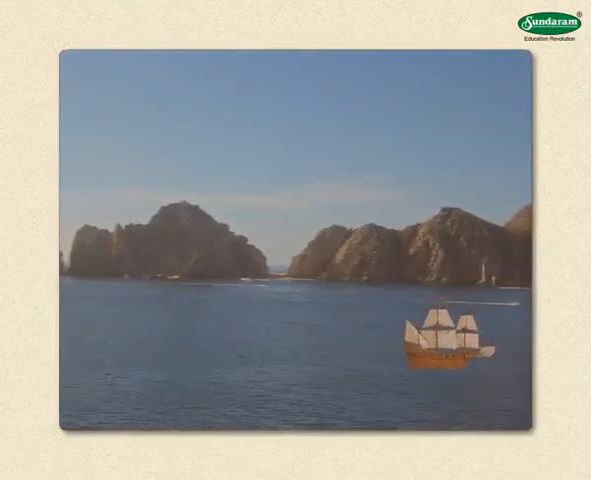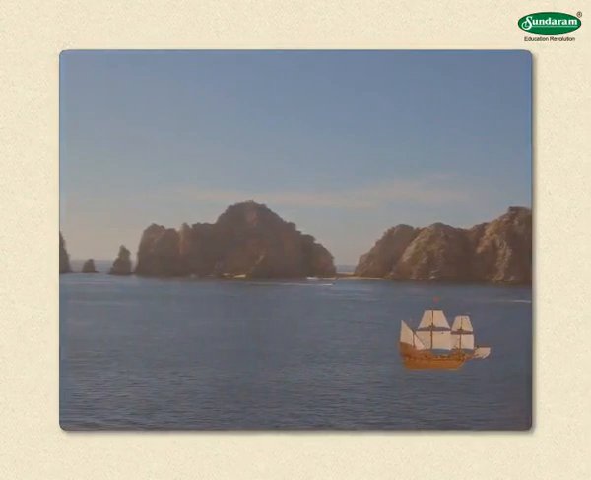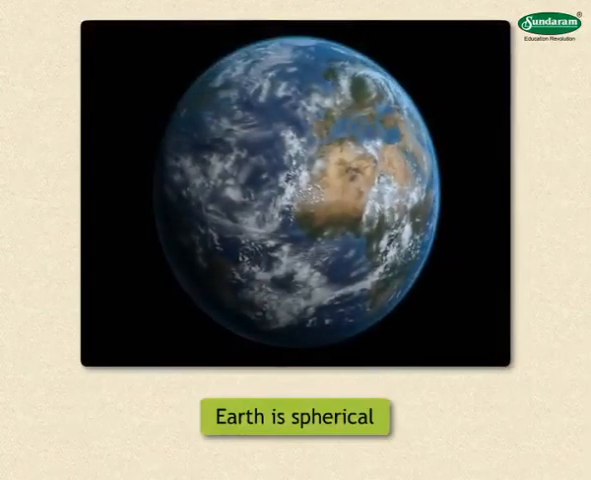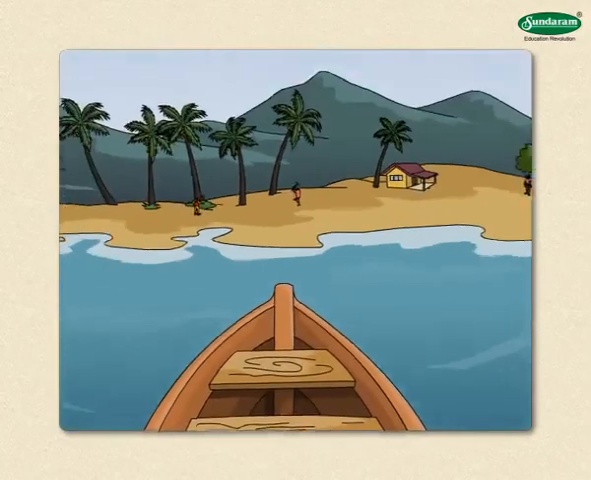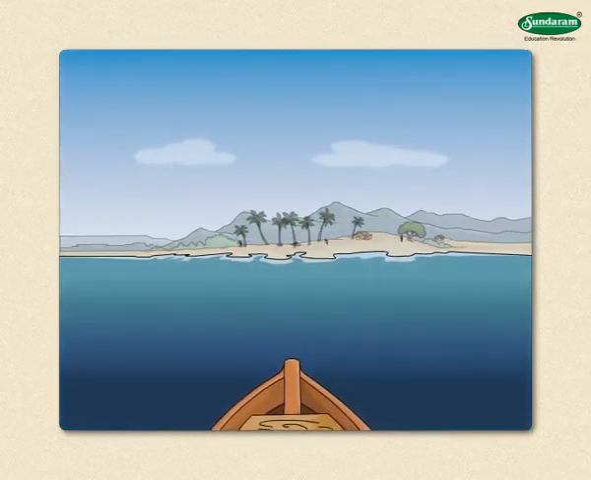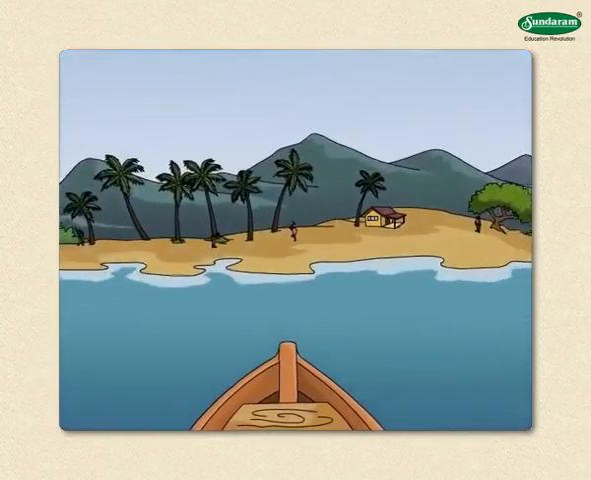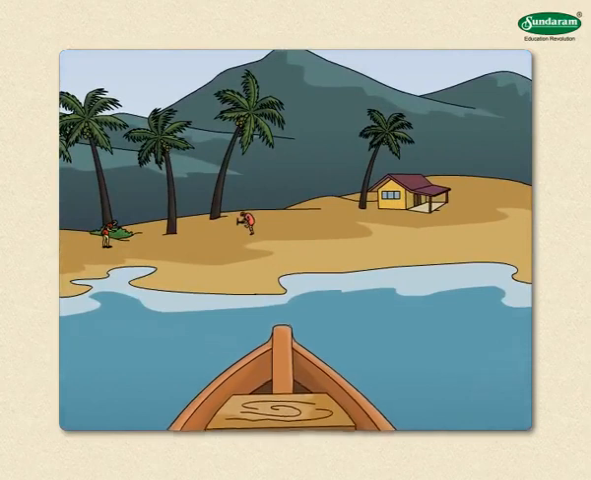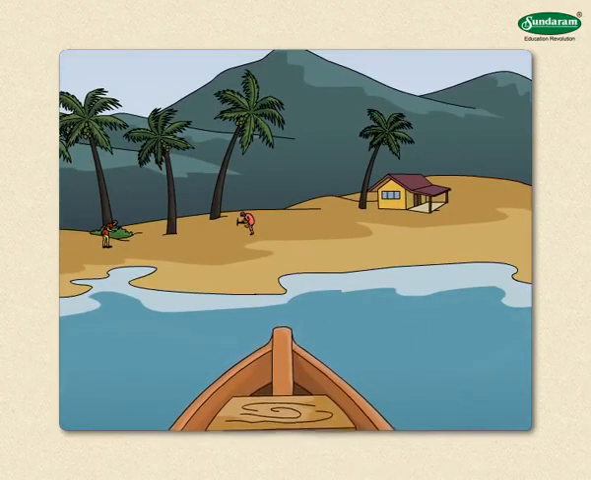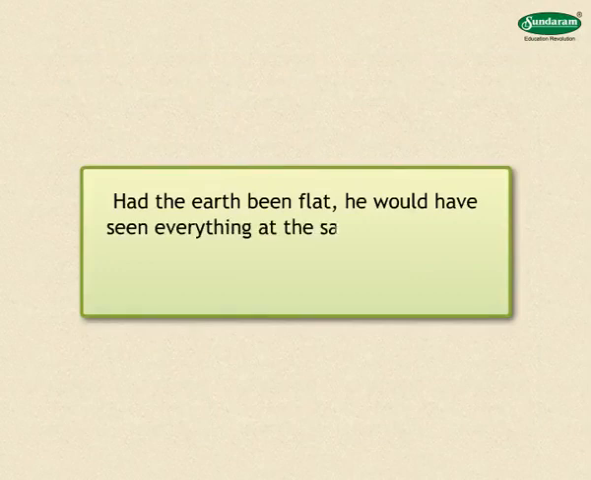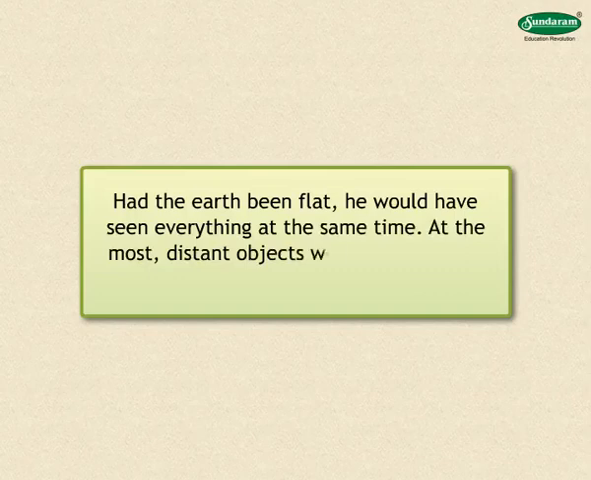As man began to make voyages, he got some more experiences which confirmed his opinion that the Earth is spherical. As his boat or ship left the shores and he went further away from the land, he noticed that the people and the houses nearest to the shore disappeared first, but the distant hills and mountains could be seen till he had travelled some more distance. On the other hand, while sailing towards the shore, he noticed that the distant hills and mountains were seen first, and then the houses and the people. Had the Earth been flat, he would have seen everything at the same time. At the most, distant objects would have looked smaller in size or hazy.